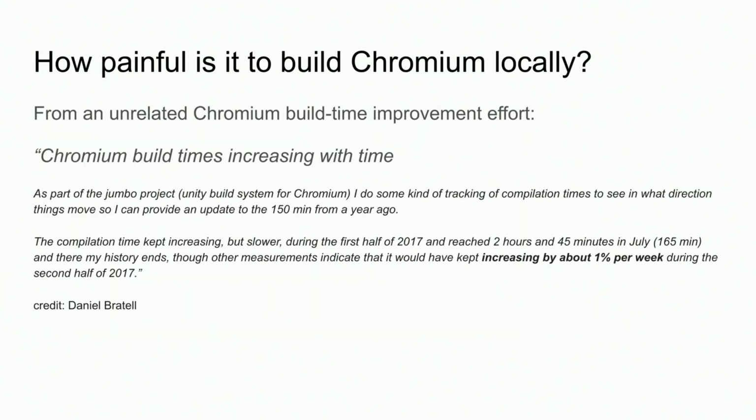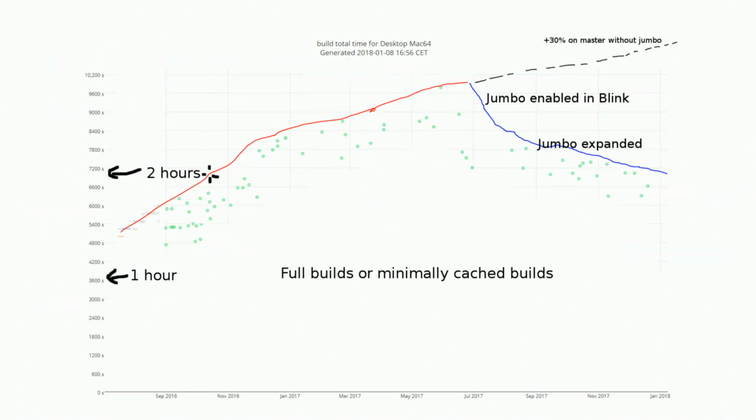So how painful is it to build Chromium? I've got some data here that's a few years old, but the trend has continued. The interesting part here is that the build time increases by about 1% per week, which is pretty scary if you ask me. So here's a graph. This is a couple of years ago from Mac, but the trend holds for Linux as well. To build on a single machine, you're talking multiple hours for a sane workstation for most companies.